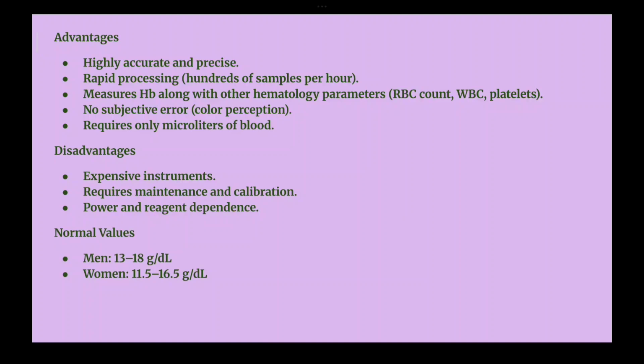The advantages of these automated methods are that they are highly accurate and precise. It is a rapid process. It does not require manual operation for each sample. It can take around hundreds of samples per hour, and the measurement of HB along with other hematology parameters like the RBC count, WBC count, and platelets can also be shown by the automated methods. There is no subjective error like the color perception that is involved in Sahli's method.